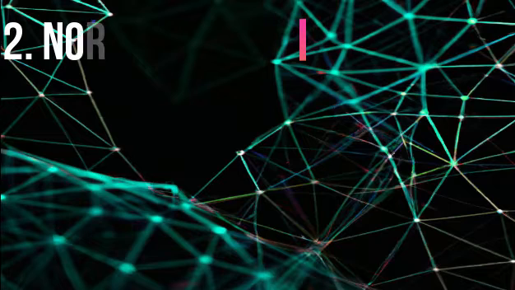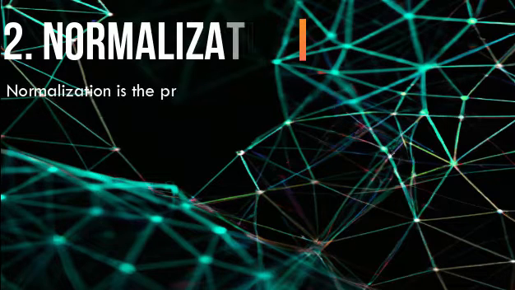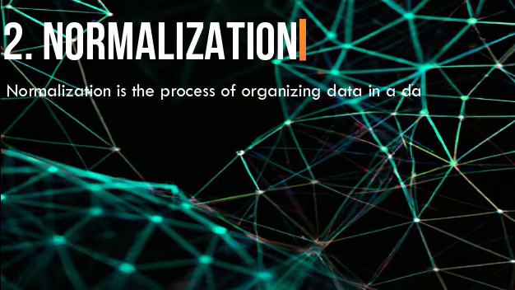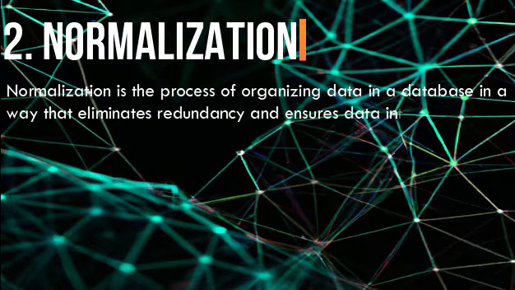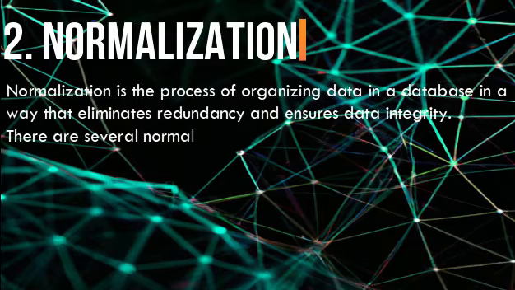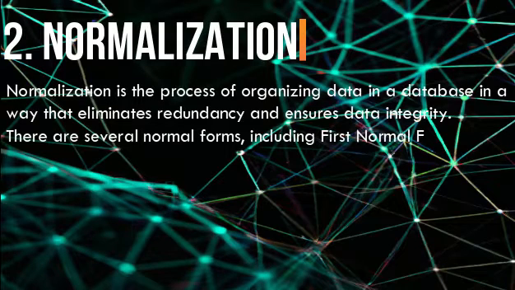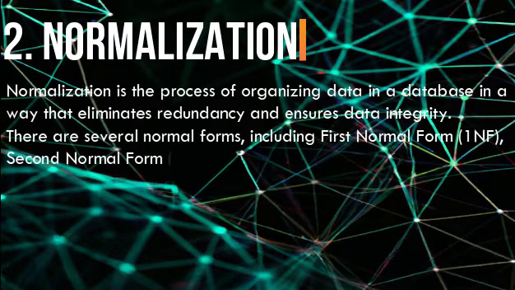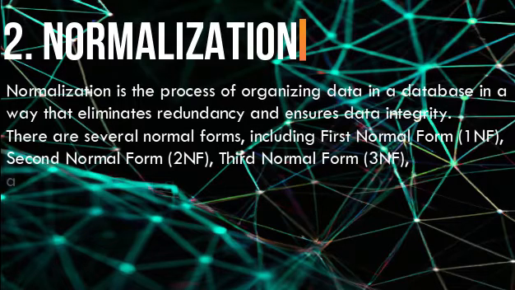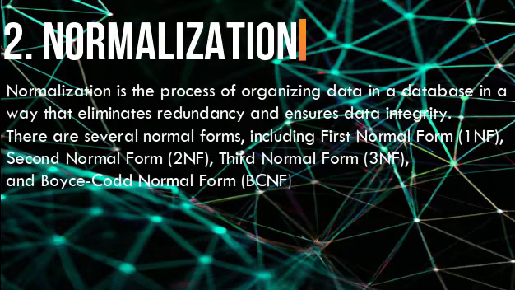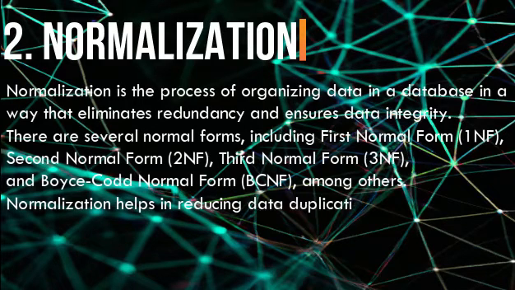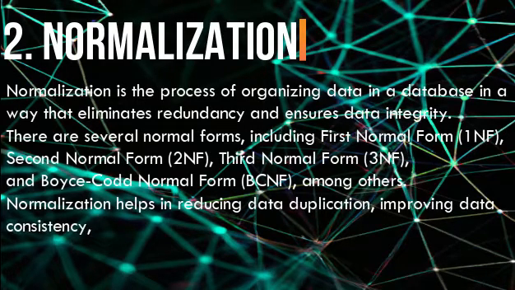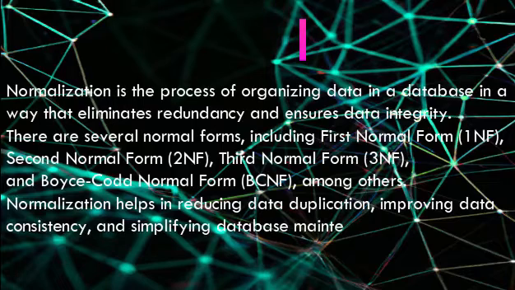2. Normalization. Normalization is the process of organizing data in a database in a way that eliminates redundancy and ensures data integrity. There are several normal forms, including first normal form (1NF), second normal form (2NF), third normal form (3NF), and Boyce-Codd normal form (BCNF), among others. Normalization helps in reducing data duplication, improving data consistency, and simplifying database maintenance.